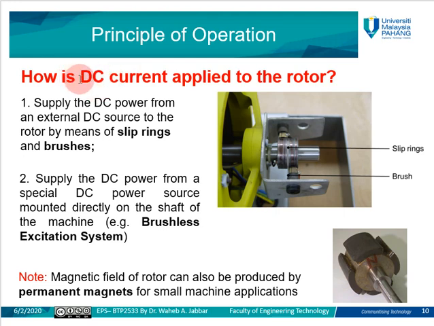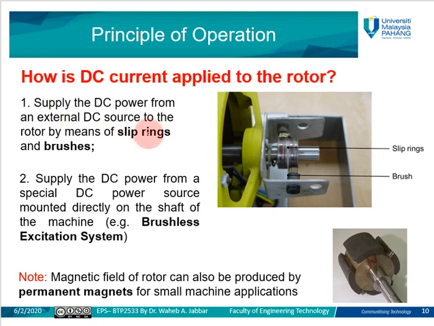Okay, how is DC current applied to the rotor? We said in order to generate the field in the rotor winding, we need to use a DC current. And for that, this is one of the main differences between the induction and the synchronous machines. So how are we going to apply DC current to the rotor winding? We know the rotor is the rotating part of the machine. So how are we going to apply current, or DC current, to this rotor?